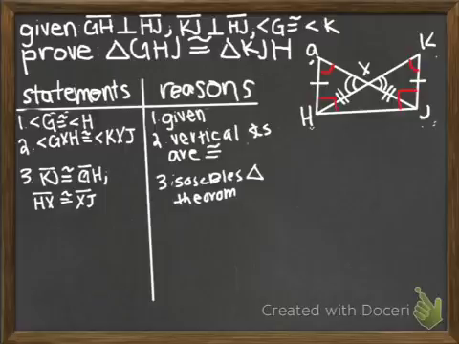Okay. Now, remember, we have to prove that triangle GHJ is congruent to triangle KJH. Now we have three angles marked on here, and a congruent side. So now I think we are on to our final step. We could say triangle GHJ is congruent to triangle KJH.